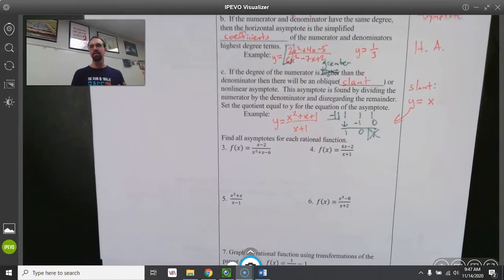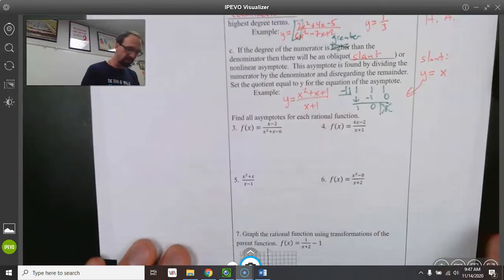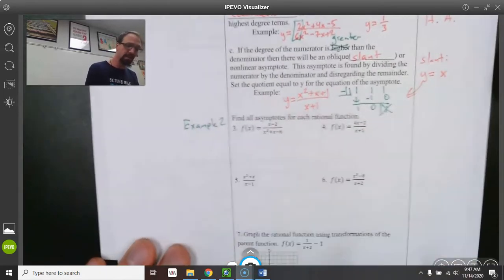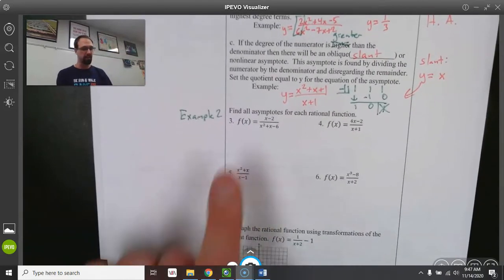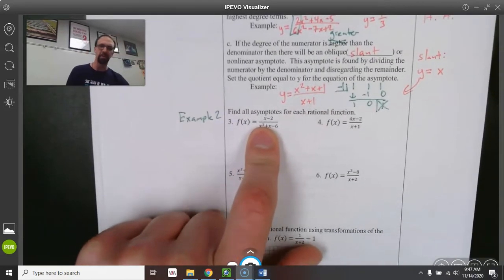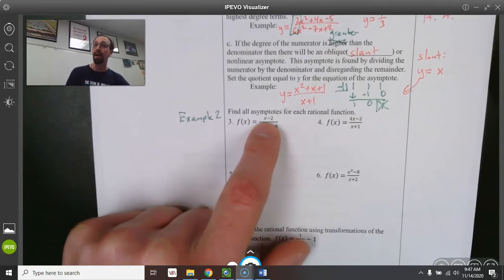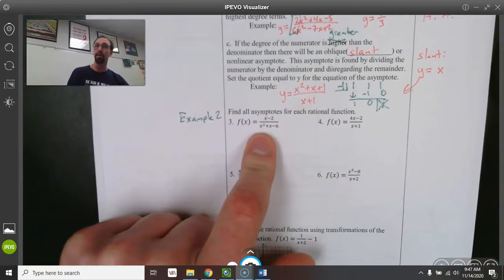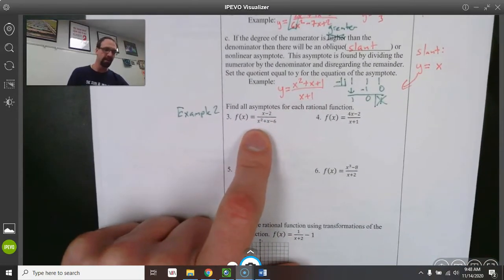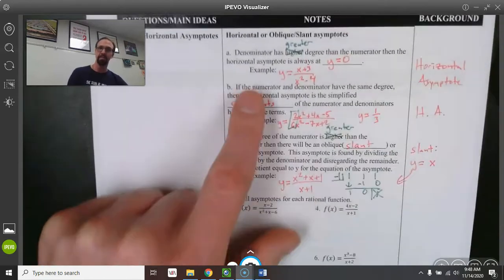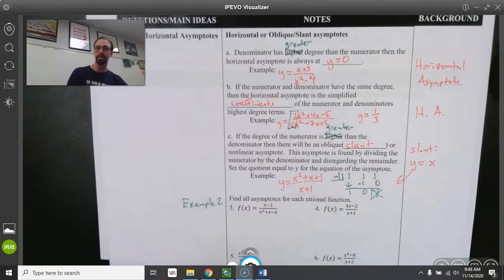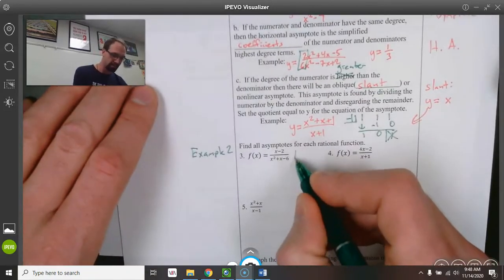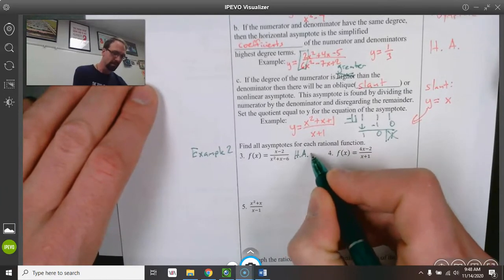Asking you to find the asymptotes for each of these rational functions, what I'm really looking for is first, which category does it fall into? So let's figure out which category they fall into first. For number 3, the degree of the numerator is 1. Remember, we find the degree by looking at the variable and the power. So this degree is 1 over degree 2. So the degree of the denominator is greater than the degree of the numerator. So this is this case here, and the horizontal asymptote is going to be y equals 0.